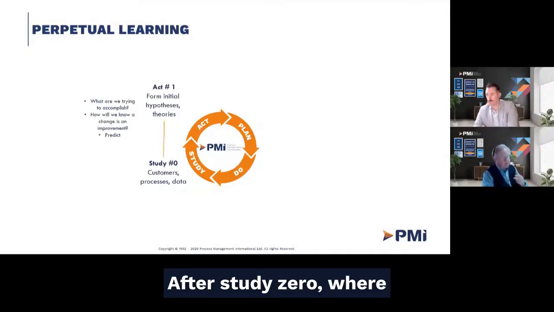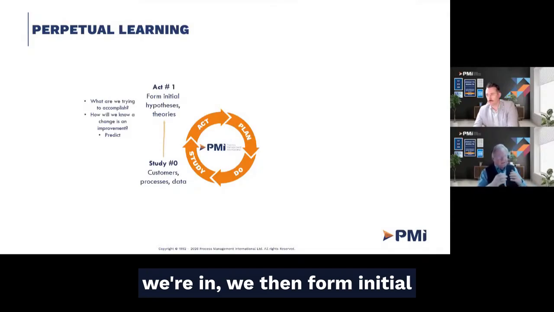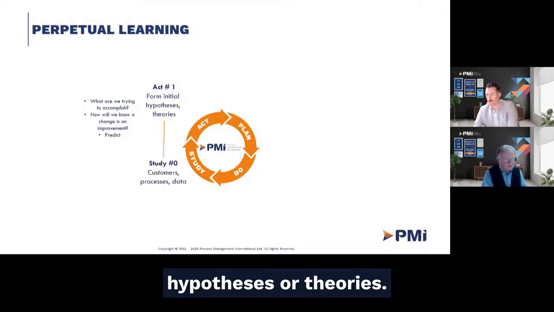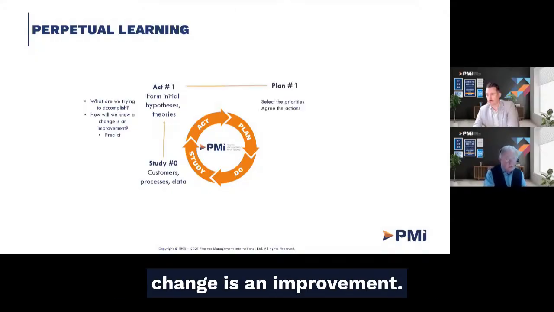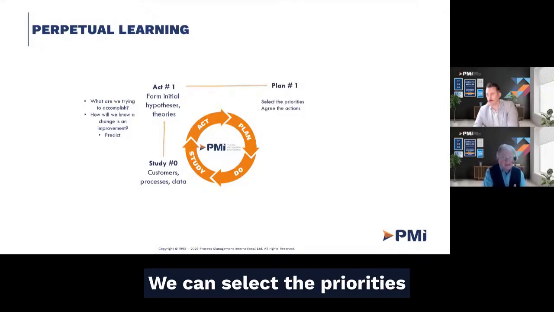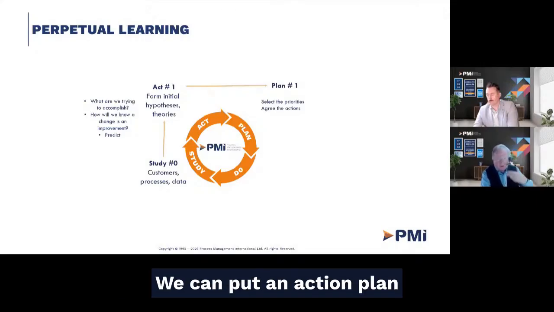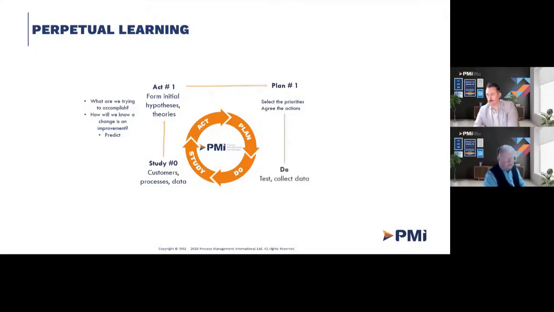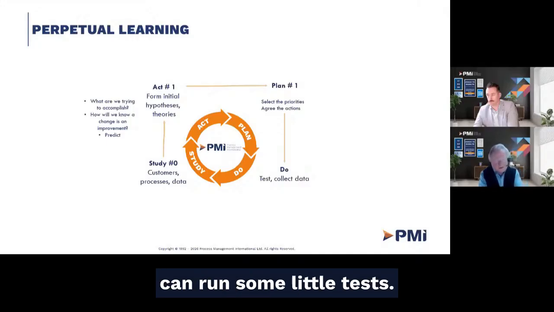After study zero, where we've been out and we've understood the environment we're in, we then form initial hypotheses or theories. What are we trying to accomplish and how will we know that any change is an improvement? We then can go into plan. We can select the priorities of the things we want to test. We can agree the actions. We can put an action plan in place for those actions. We can then do something. We can either do whatever it is we're going to do, or we can run some little tests.